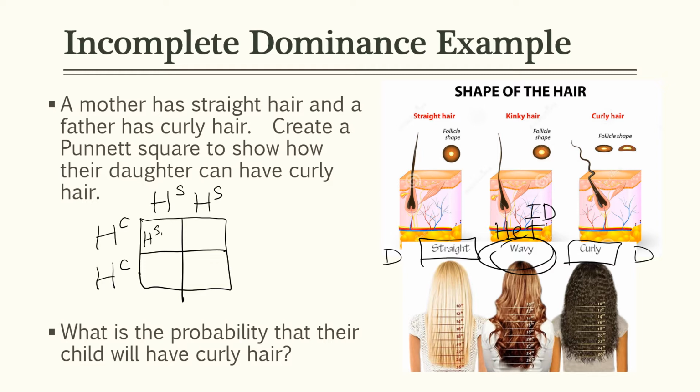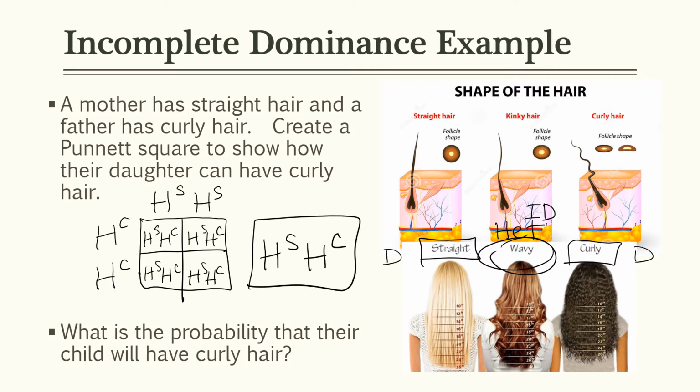So when we do the cross of our Punnett square, we're going to see this mix here. All of the children are going to receive the same genotypes. They're going to be mixed. They're going to show that heterozygous incomplete dominance. So what's the probability that their child will have curly hair, that they're going to look just like the dad here? Well, the probability is 0%. All of the children are going to have the incomplete dominant wavy hair. None of them are going to have curly hair.